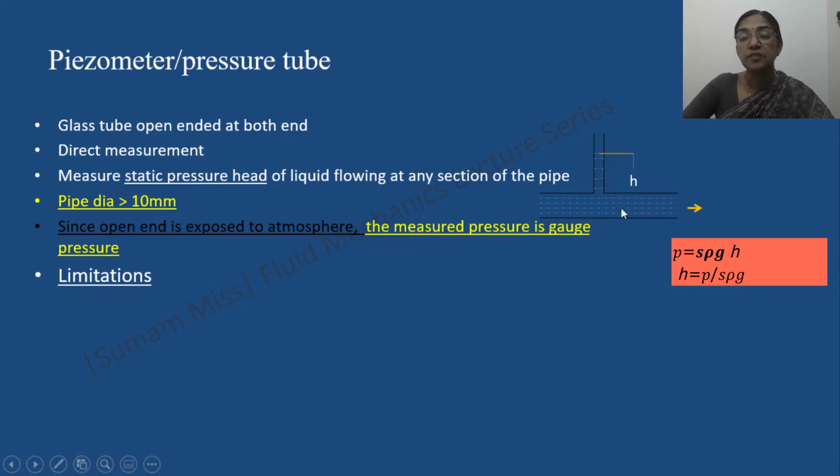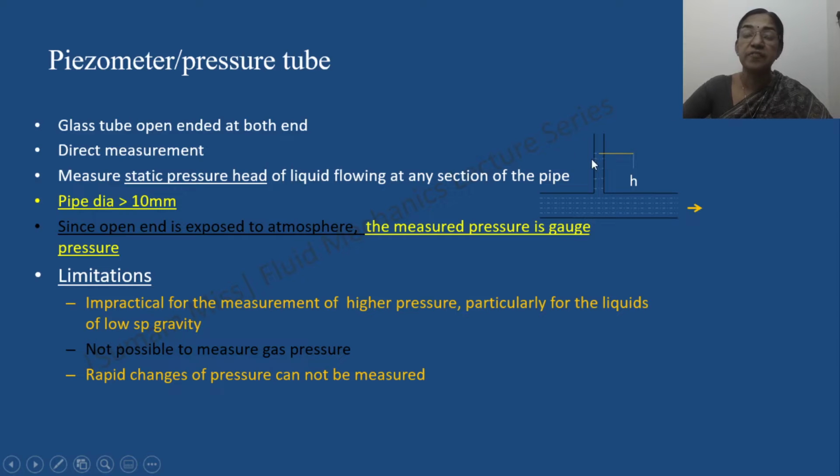If the specific gravity of the flowing liquid is low or the pressure to be measured is substantial, then the height of the liquid column will be large. That means we must use a very long glass tube. Since it is a glass tube, it is very difficult to handle if it is long. Another thing is that it needs a free surface.